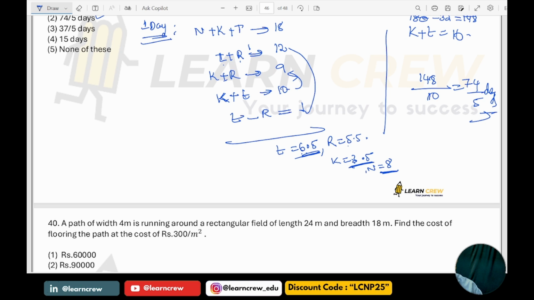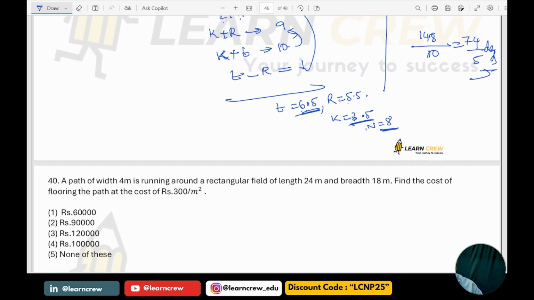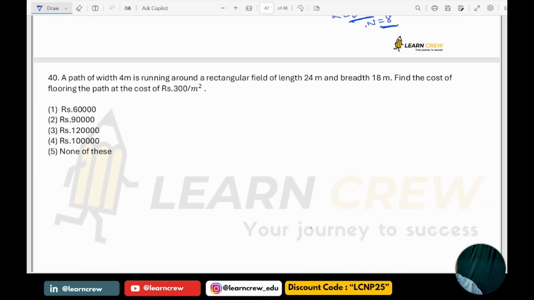Now last question for today. A path of width 4 meter is running around a rectangular field of length 24 meter and breadth 18 meter. So there is a rectangular field, 24 meter length and 18 meter breadth. There is a path around this which is 4 meter.